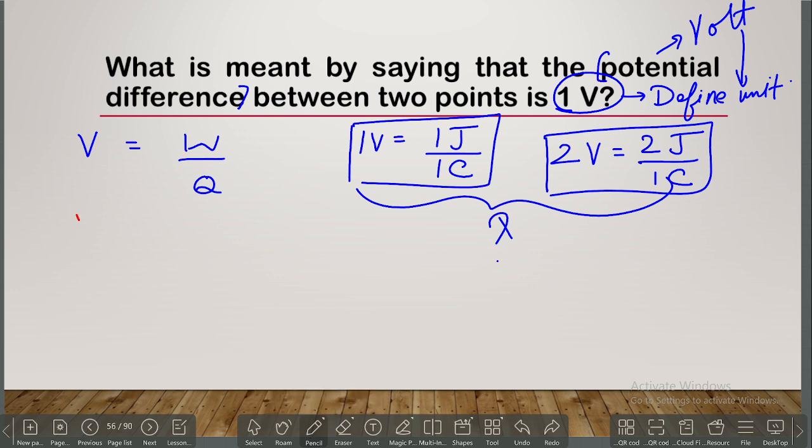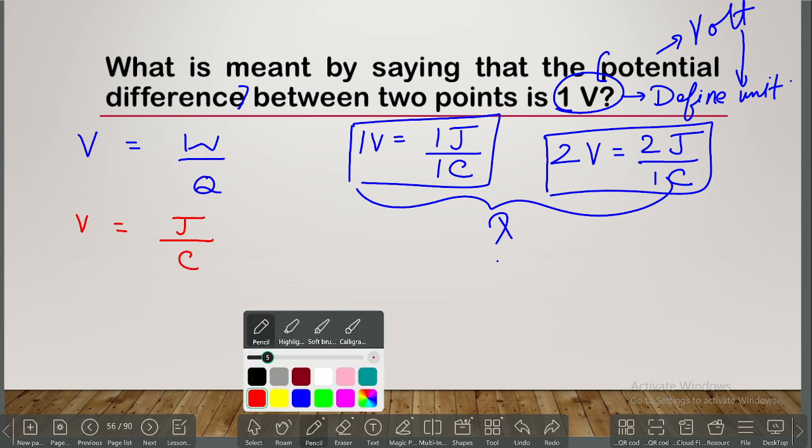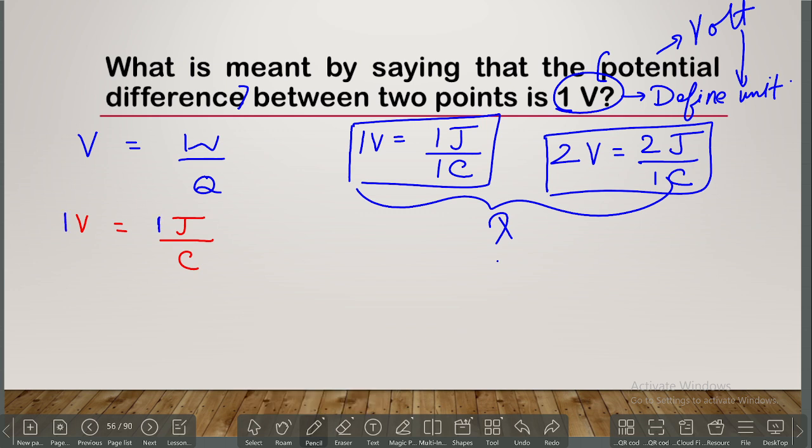What is the unit of electric potential? Volt. What is the unit of work? Joule. And what is the unit of charge? Coulomb. Suppose if they are asking for 1 volt, then how can I write? 1 volt is defined as 1 joule of work done in order to move a charge. How much charge are you going to move over here? In order to move a charge of 1 coulomb.